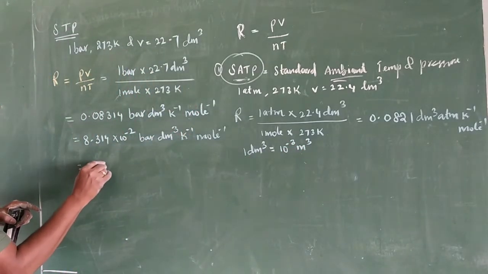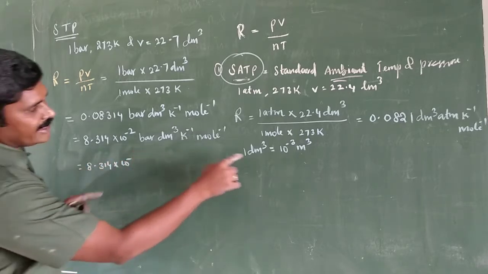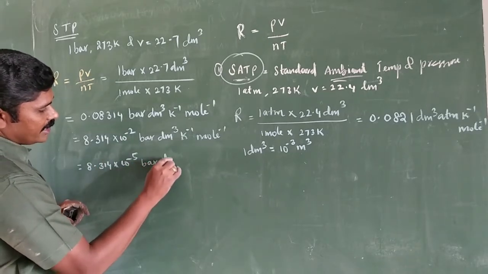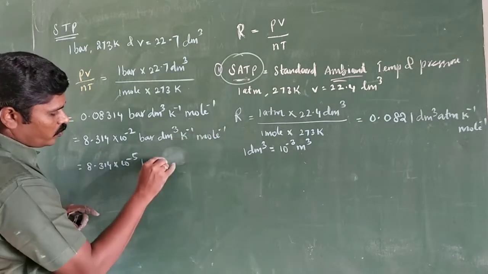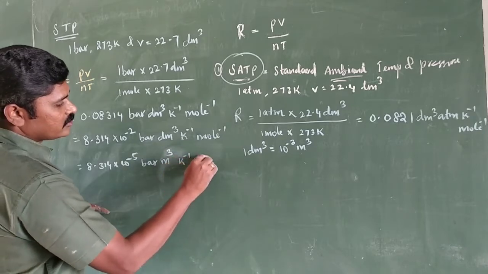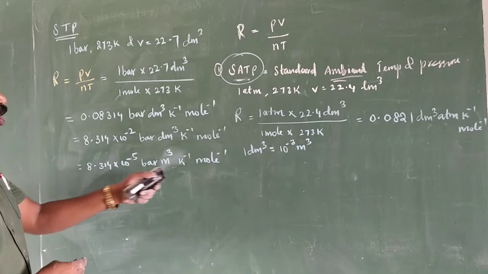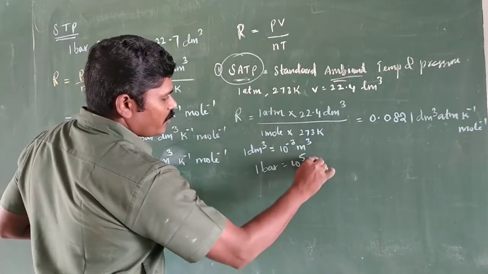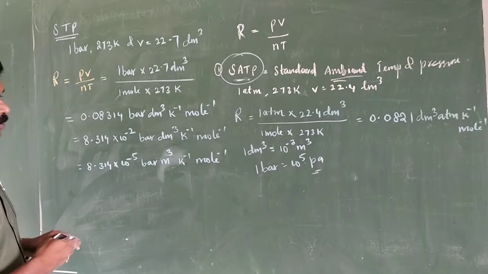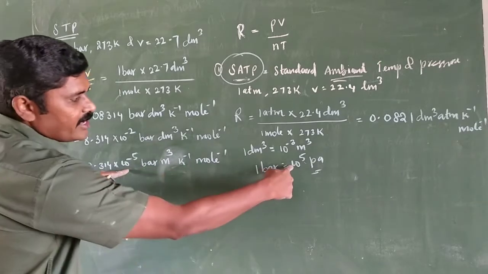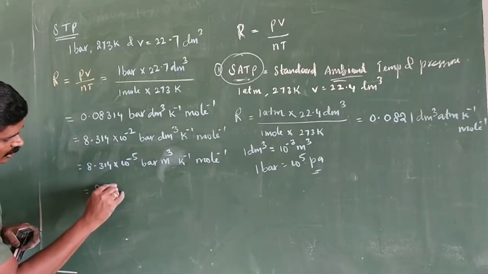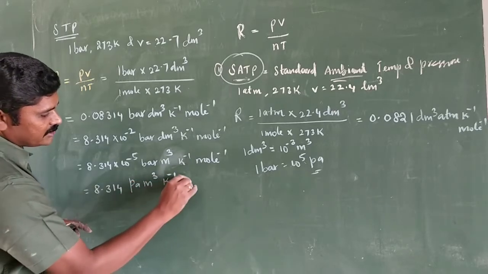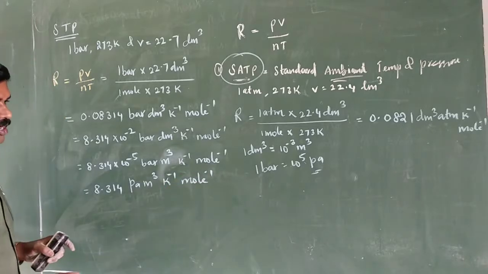So 8.314 into 10 power minus 3 times 10 power minus 2 is 10 power minus 5 bar meter cube, Kelvin inverse, mole inverse. 1 bar is equal to 10 power 5 Pascal. The 10 power 5 cancels. So we get 8.314 Pascal meter cube Kelvin inverse mole inverse.